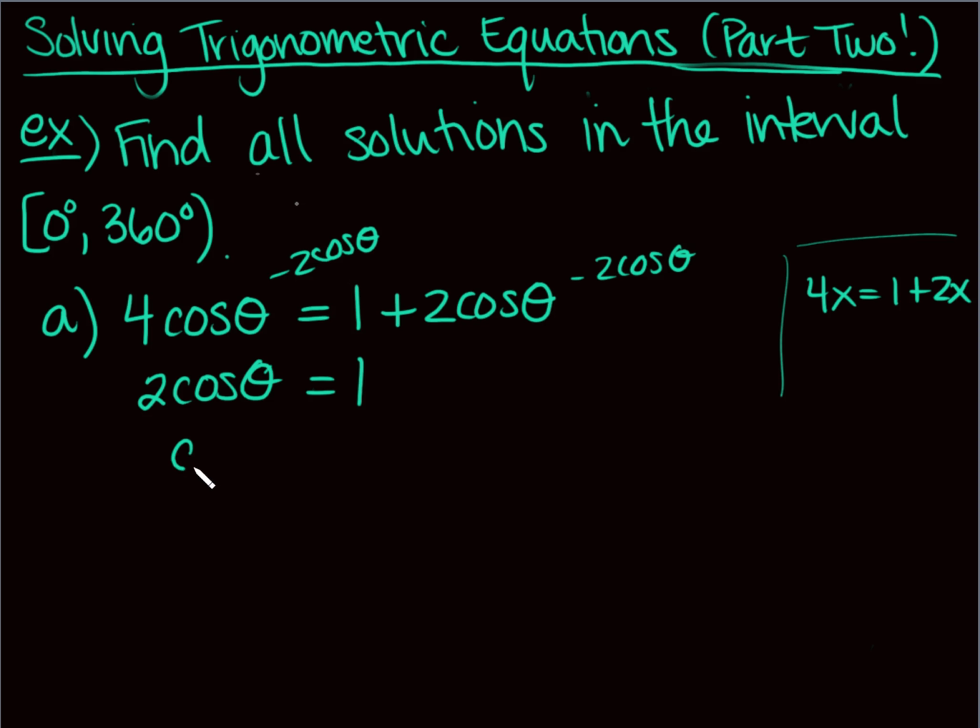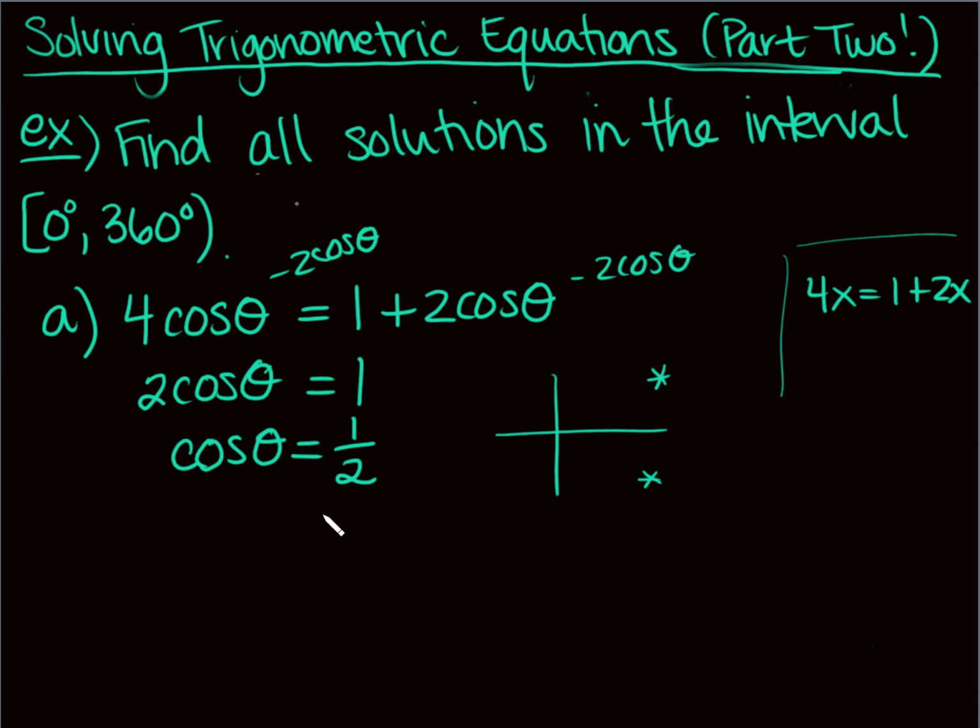Now let's just get cosine by itself. So this one's pretty easy. This one's just like the one I just did, except we're dealing with cosine. So I get cosine of theta equals 1/2. I want to find all angles, right, all thetas, in the interval 0 to 360, whose cosine is 1/2. So cosine, first of all, cosine is positive. Where is cosine positive? Cosine is positive in quadrants 1 and 4.